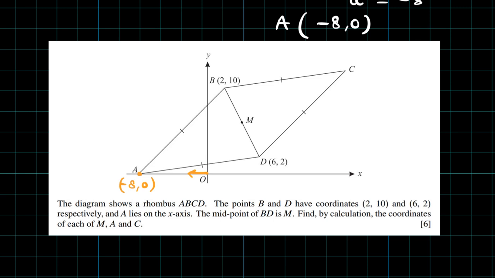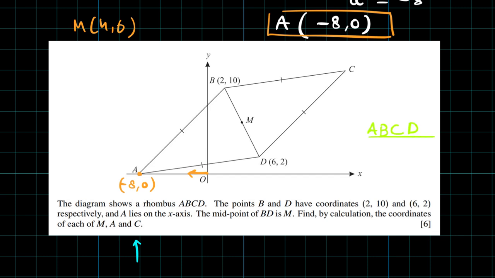So we found M, which is (4, 6). We found A, which is (negative 8, 0). So now what is left? That is finding the coordinates of C. Now we know that ABCD is a parallelogram. Opposite sides are parallel as well as equal. That is one property. We also have this property that the midpoint of the diagonals is the same.